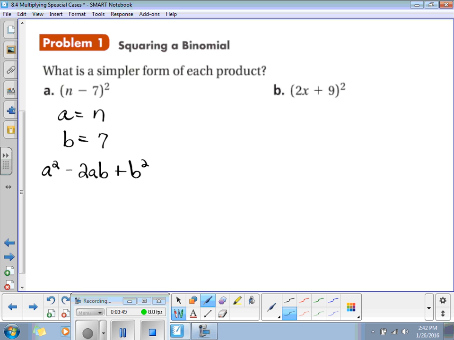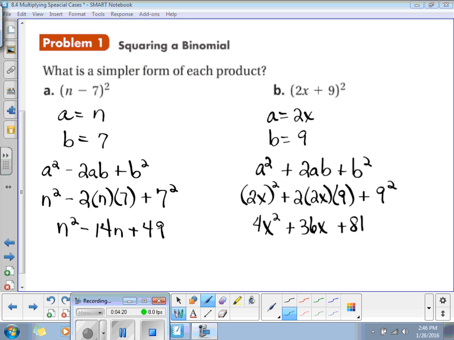Now we just substitute in our a and our b. So we have n squared minus 2 times a, which is n, times b, which is 7, plus b squared, which is 7 squared. So when I simplify it, I have n squared minus 14n plus 49.